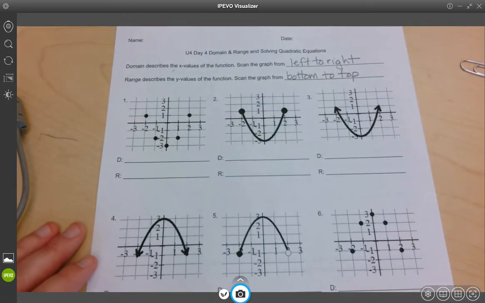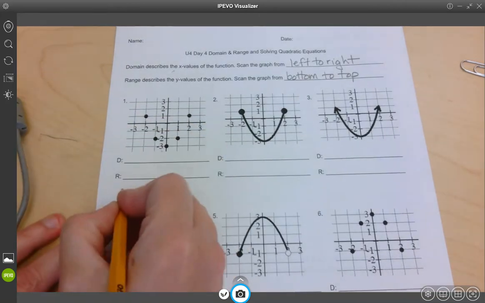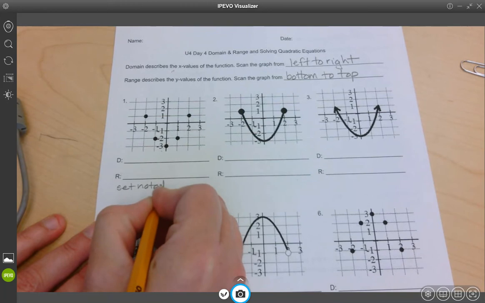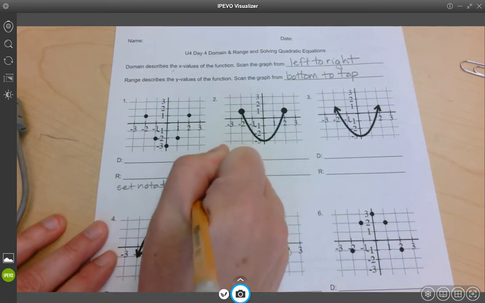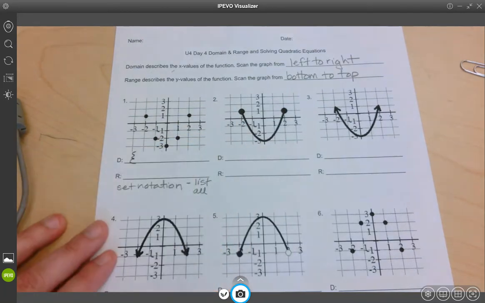When you just have a set of points, you are going to be listing the points in set notation. I'm going to write set notation below so that we remember that's what we used. And set notation is when you list them all, and you use fancy brackets, like that.